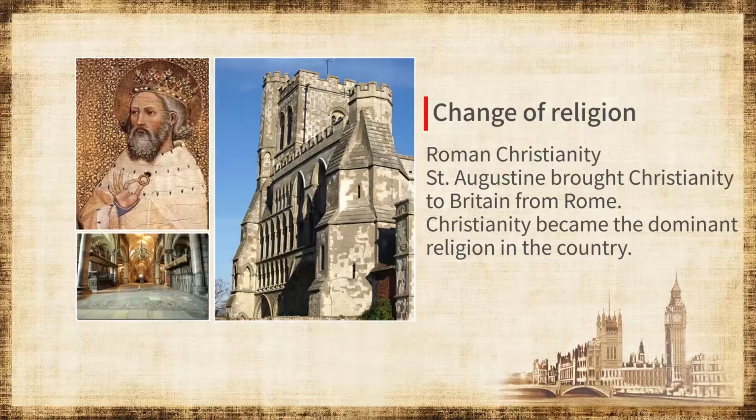By orders of Pope Gregory I, St. Augustine was sent to Britain to convert the Anglo-Saxons. St. Augustine arrived with 40 missionaries. They completed their task smoothly and converted many Anglo-Saxons to Roman Christianity. By the 7th century, Roman Christianity became the dominant religion in Great Britain.